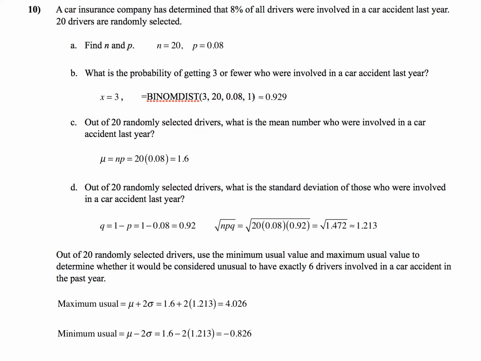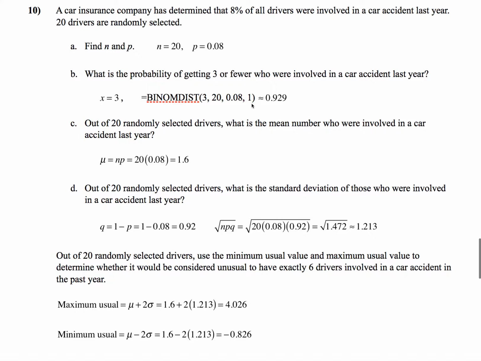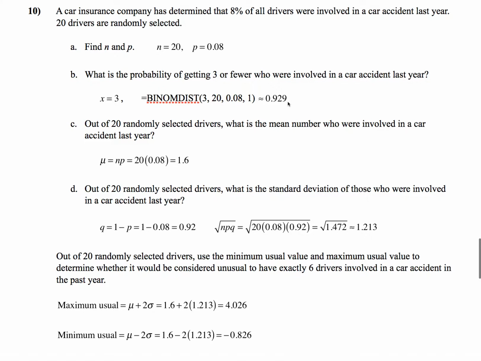Again, type this into Excel: equal BINOMDIST, left parenthesis 3, comma, 20, comma, 0.08, comma, 1, because we do want the cumulative. If you wanted a probability of exactly a certain number, you would type 0. But we want the cumulative, so you type 1, a right parenthesis, and hit enter, and you get a probability approximately equal to 0.929.